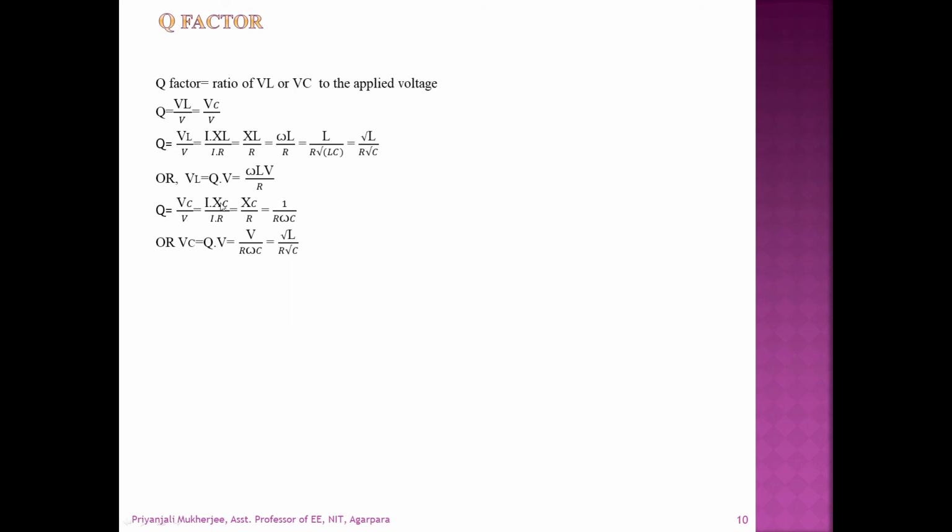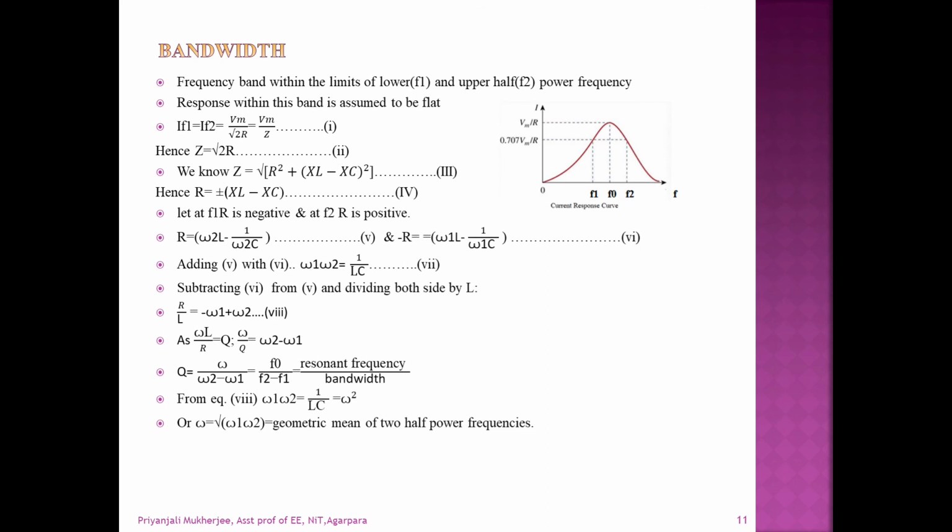In the same way, Vc is equal to I into Xc by I into R. I can be cancelled out, so it becomes Xc divided by R. That is equal to 1 by R into omega into C, or Vc is equal to Q into V. From this equation, we can find out that Vc is equal to root over of L by R into root over of C. So from these equations, we can say that the voltage across the inductor is equal to the voltage across the capacitor, and in both cases the Q factor is equal to root over of L by R into root over of C.